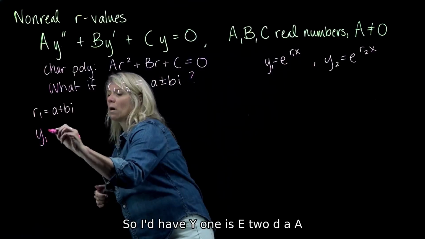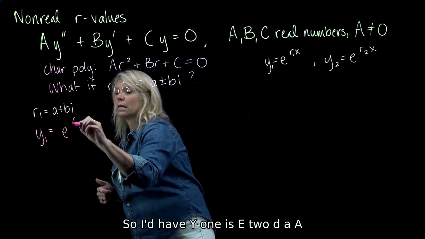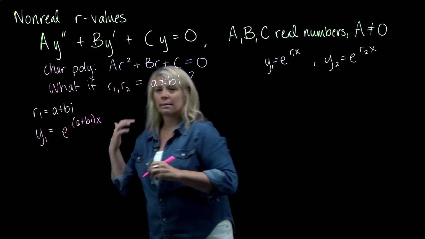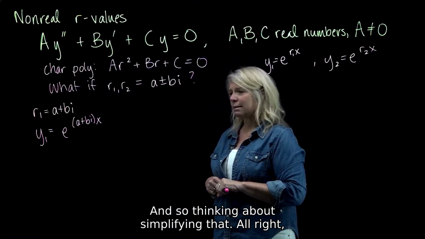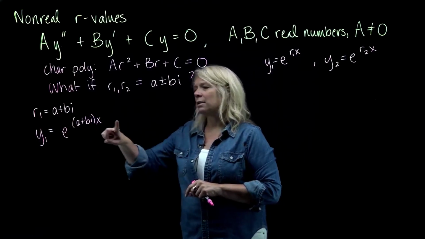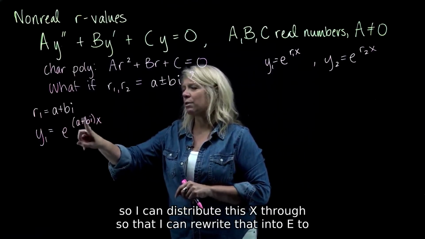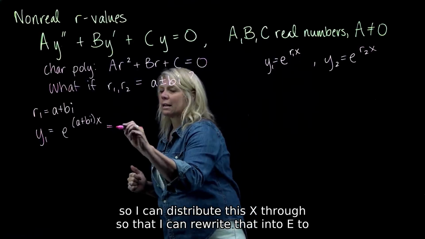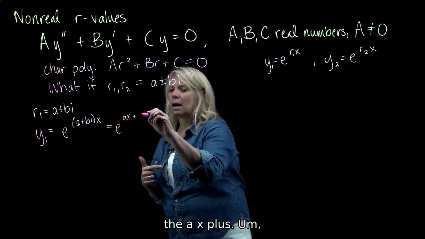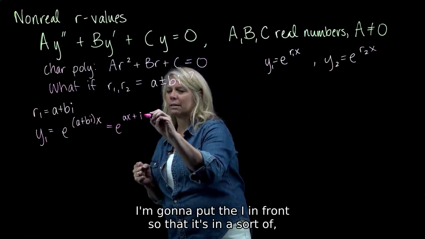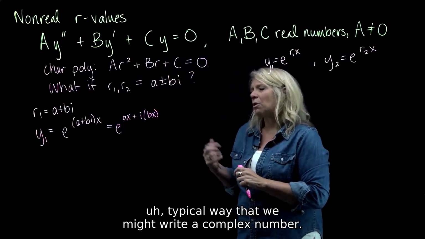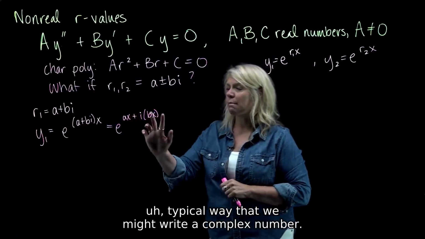So I'd have y1 is e to the (a plus bi)x, and so thinking about simplifying that. All right, so there's a little bit of algebra involved here. I can distribute this x through so that I can rewrite that into e to the ax plus, I'm going to put the i in front so that it's in a sort of typical way that we might write a complex number.